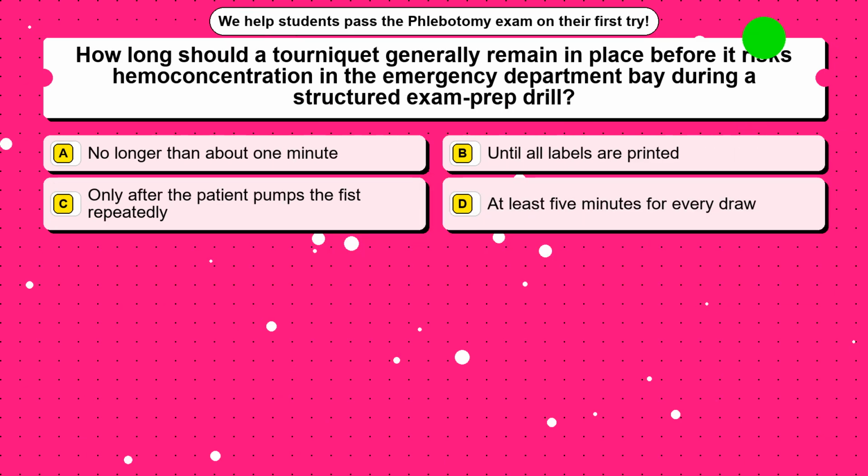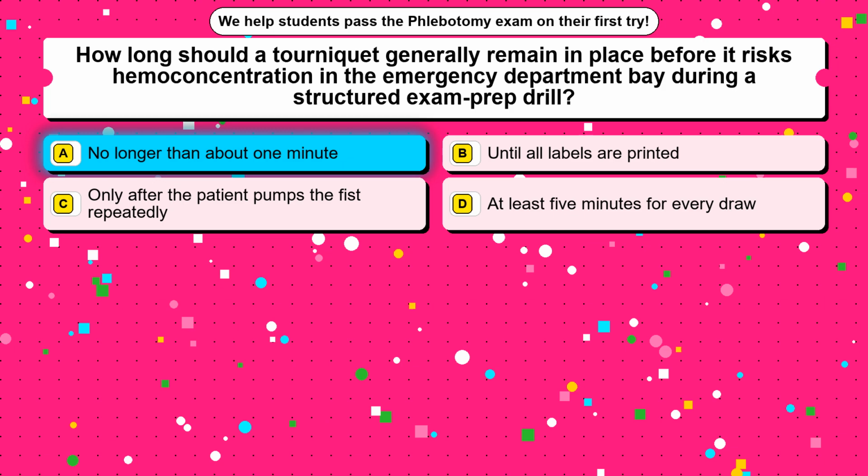Question 25. How long should a tourniquet generally remain in place before it risks hemoconcentration in the emergency department bay during a structured exam prep drill? Option A. No longer than about 1 minute. Option B. Until all labels are printed. Option C. Only after the patient pumps the fist repeatedly. Option D. At least 5 minutes for every draw.